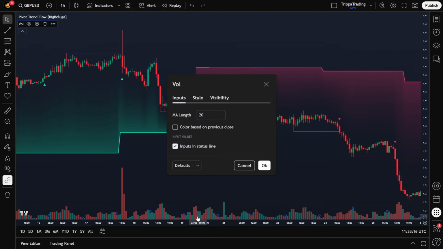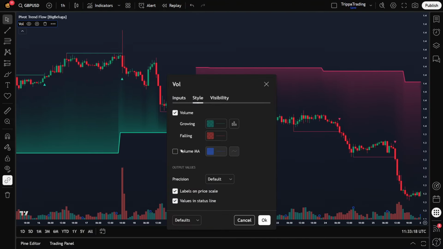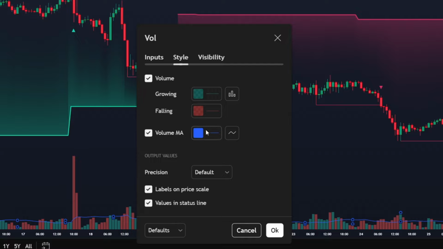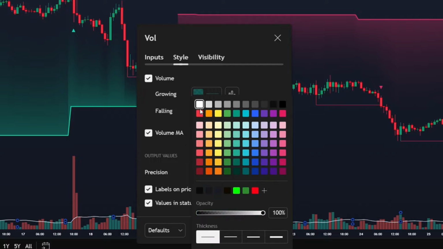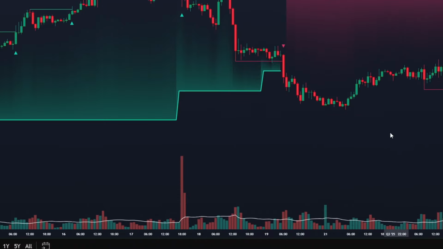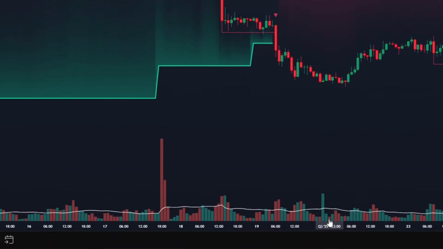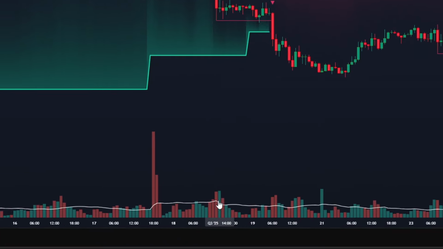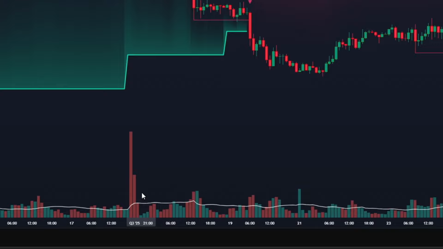Double-click to open settings of this indicator. And under Style section, enable the volume moving average and change its color to white so it's easy to see. After this, you'll have red and green bars showing volume activity and a white line showing the average level of participation. We'll use this white line as a filter. Whenever we take a breakout trade, we'll only enter if the current volume bar is above that white line.